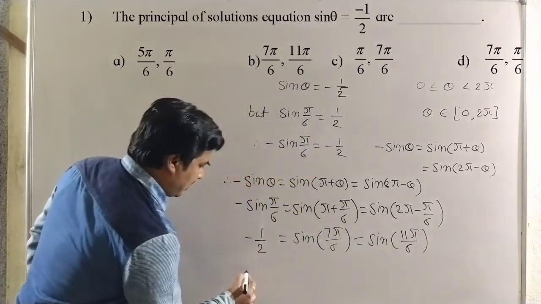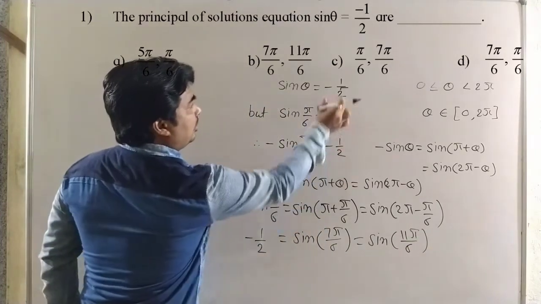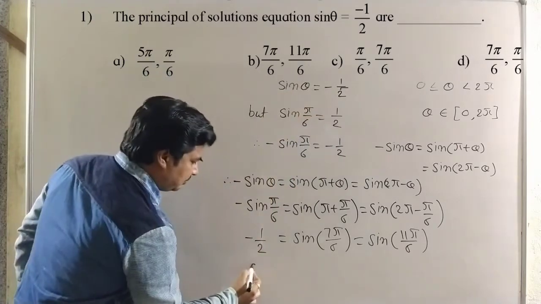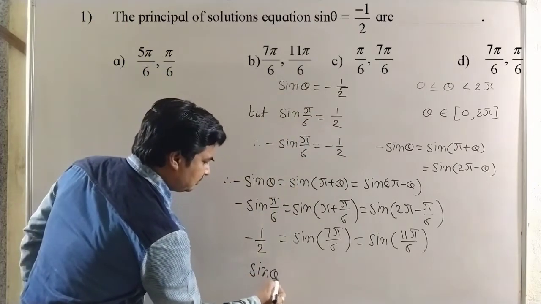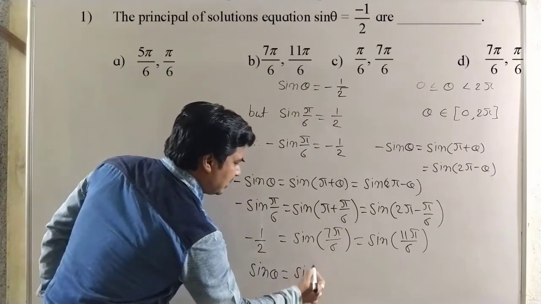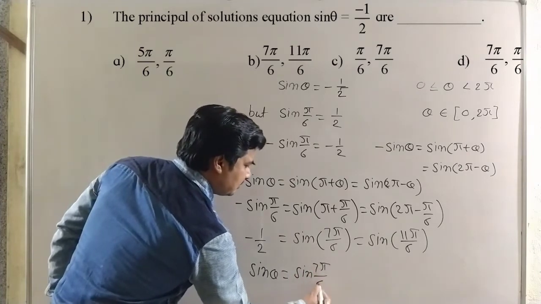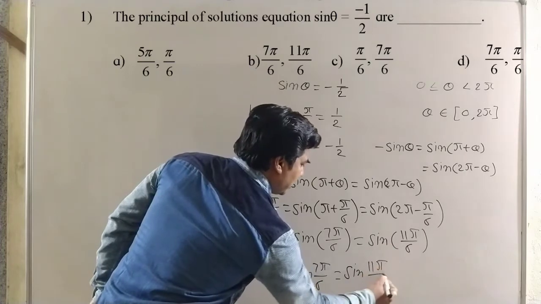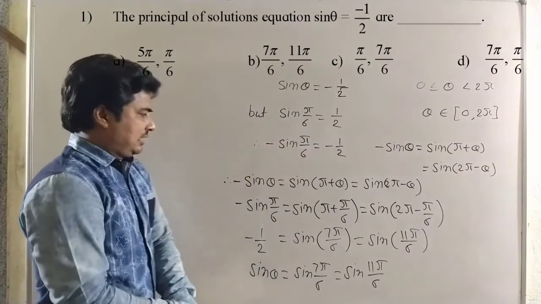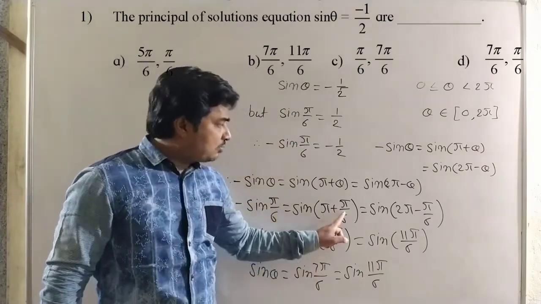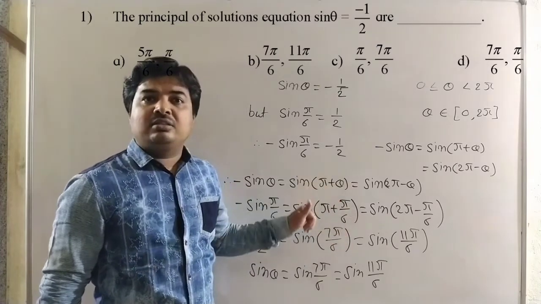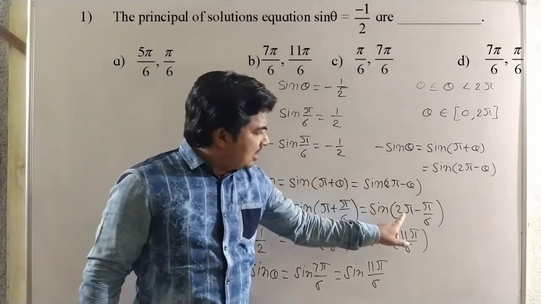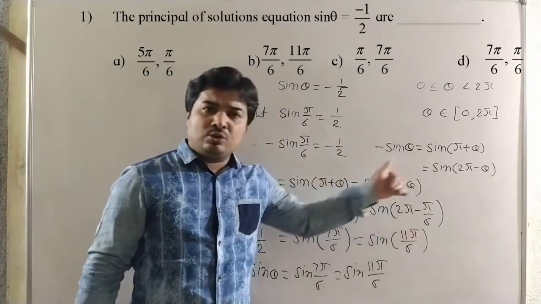Minus 1 by 2 means sine theta, therefore sine theta is equal to sine 7 pi by 6 and sine 11 pi by 6. And here 7 pi by 6 means pi plus pi by 6, which is less than 2 pi, and 2 pi minus pi by 6 is also less than 2 pi.